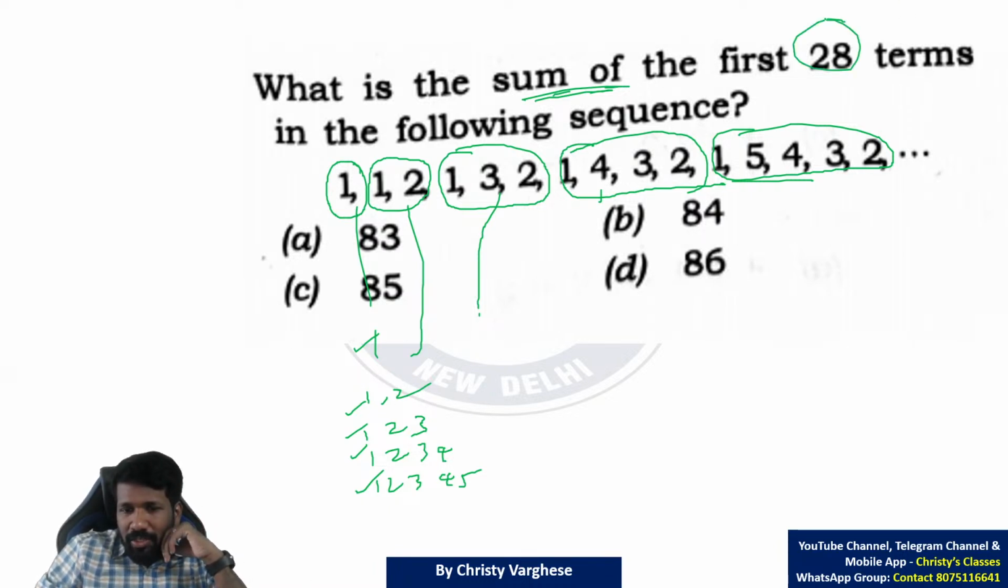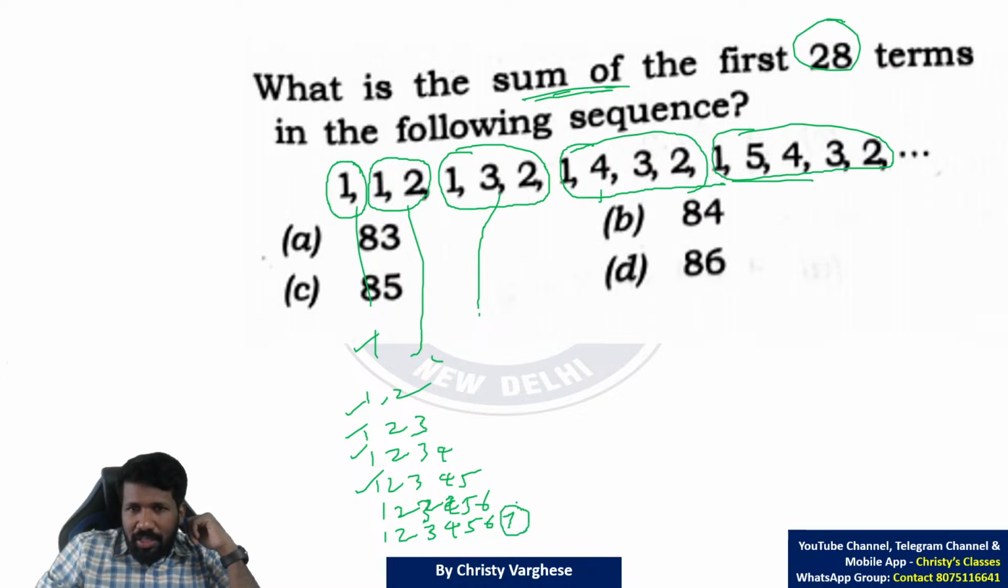28 terms we need. The 15 numbers plus 6 numbers is 21 numbers. That is 1, 2, 3, 4, 5, 6, which will be the next set. That is 21 numbers now. We need 28 numbers, so the next 7 numbers: 21 plus 7, 28 numbers now. So 1, 2, 3, 4, 5, 6, 7. Now this will be the 28th term.